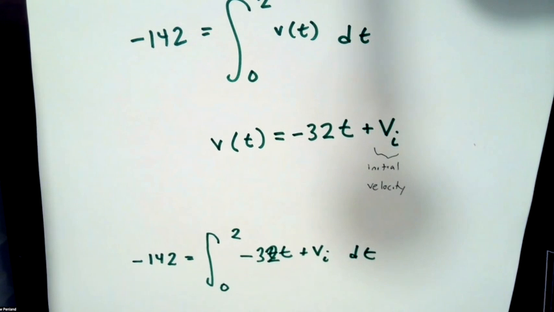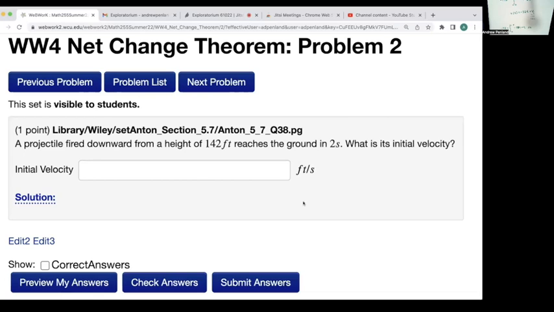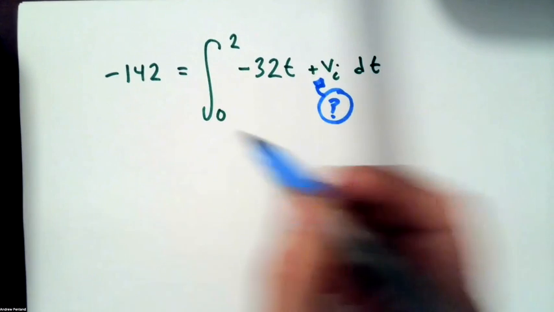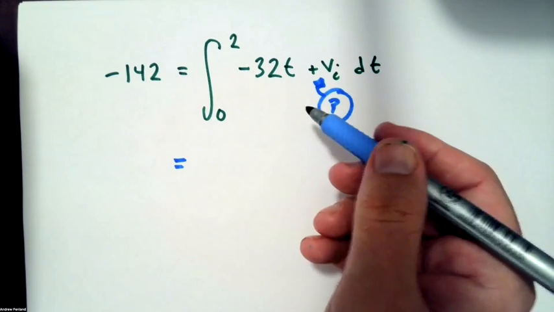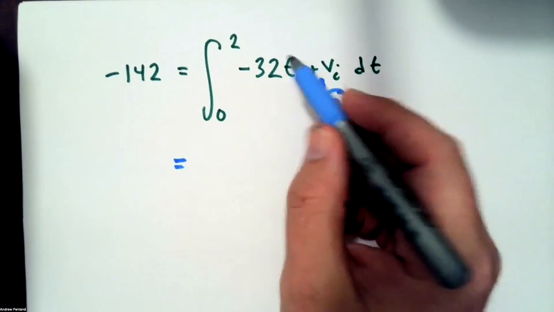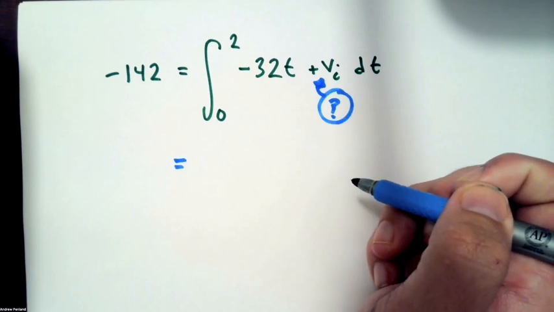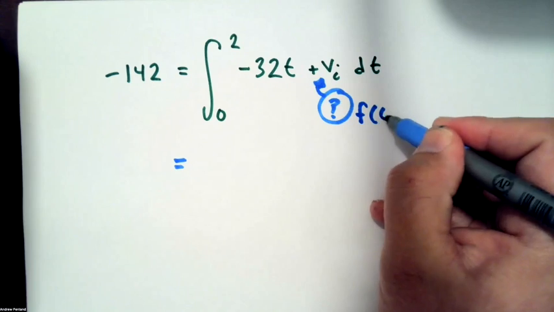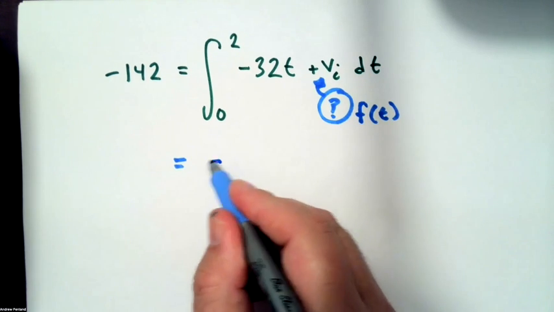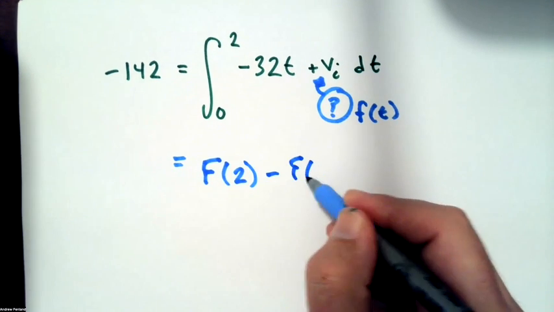Now you say, I don't know what the initial velocity is, and that's exactly right, because that's what we're trying to figure out. That is exactly what we want to know. Let's just keep going forward and see what would happen here. This is going to be equal to an antiderivative of this evaluated at 2 and 0 and subtracted. In other words, if this is my little f of t, I'm looking for my big F of t. That would be big F of 2 minus big F of 0.